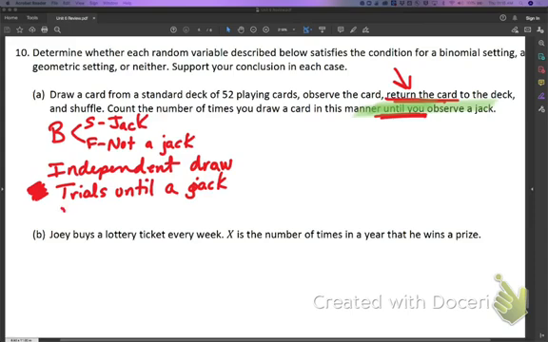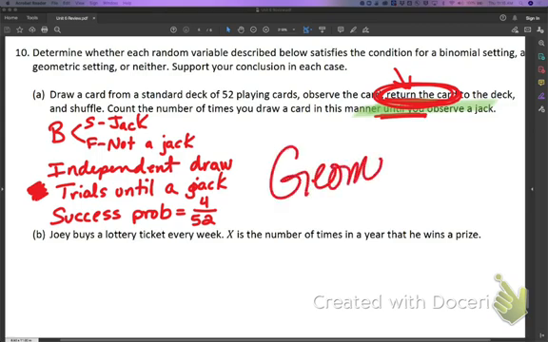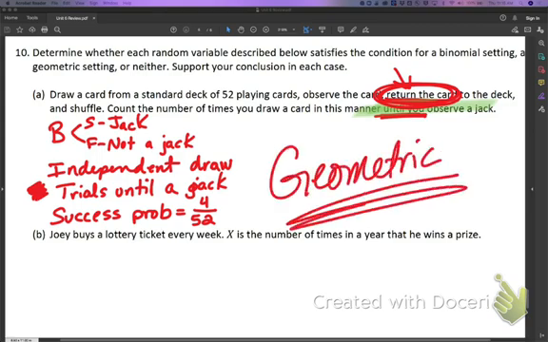Now, is my success probability the same? Is it fixed? The success probability is fixed because, again, I am returning the card to the deck every time. There are 4 jacks in a deck of cards out of 52 cards, so my success probability of getting a jack is 4 out of 52. This is geometric. This is a geometric distribution.